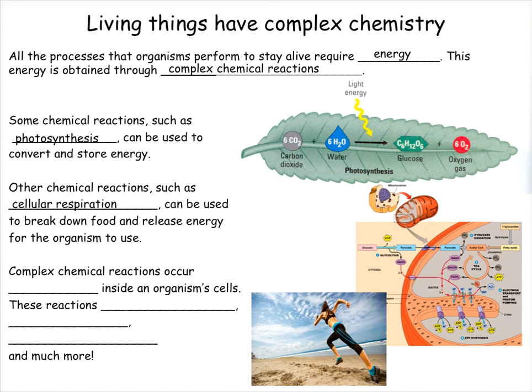There are hundreds of different kinds of chemical reactions constantly occurring within an organism's cells. These reactions are responsible for things such as building new cellular structures, breaking down waste, keeping nutrients balanced, and much, much more.